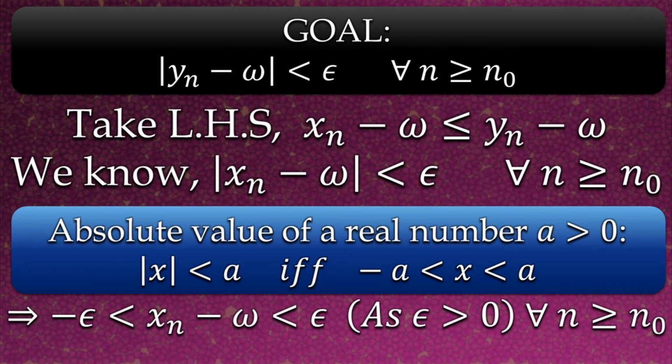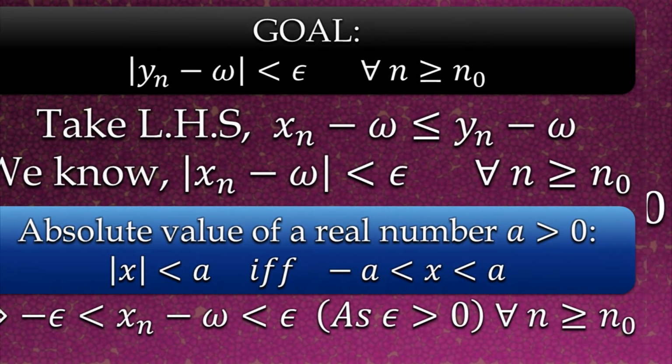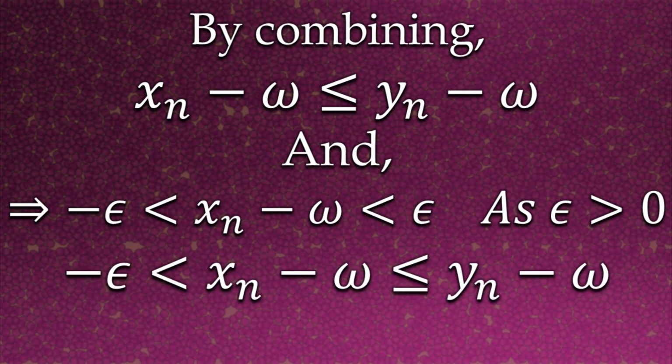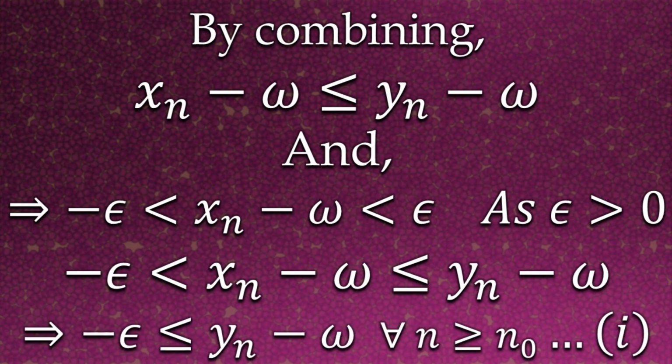So here we just applied the rule of absolute values on the mod of xn minus omega, and we are going to do the same exact thing on mod of zn minus omega less than epsilon. Now, by combining these two inequalities, we get a new inequality, that is minus epsilon is less than xn minus omega, which is less than or equal to yn minus omega. And this implies that minus epsilon is less than or equal to yn minus omega for all n greater than or equal to n naught, and then we save it as our first inequality.